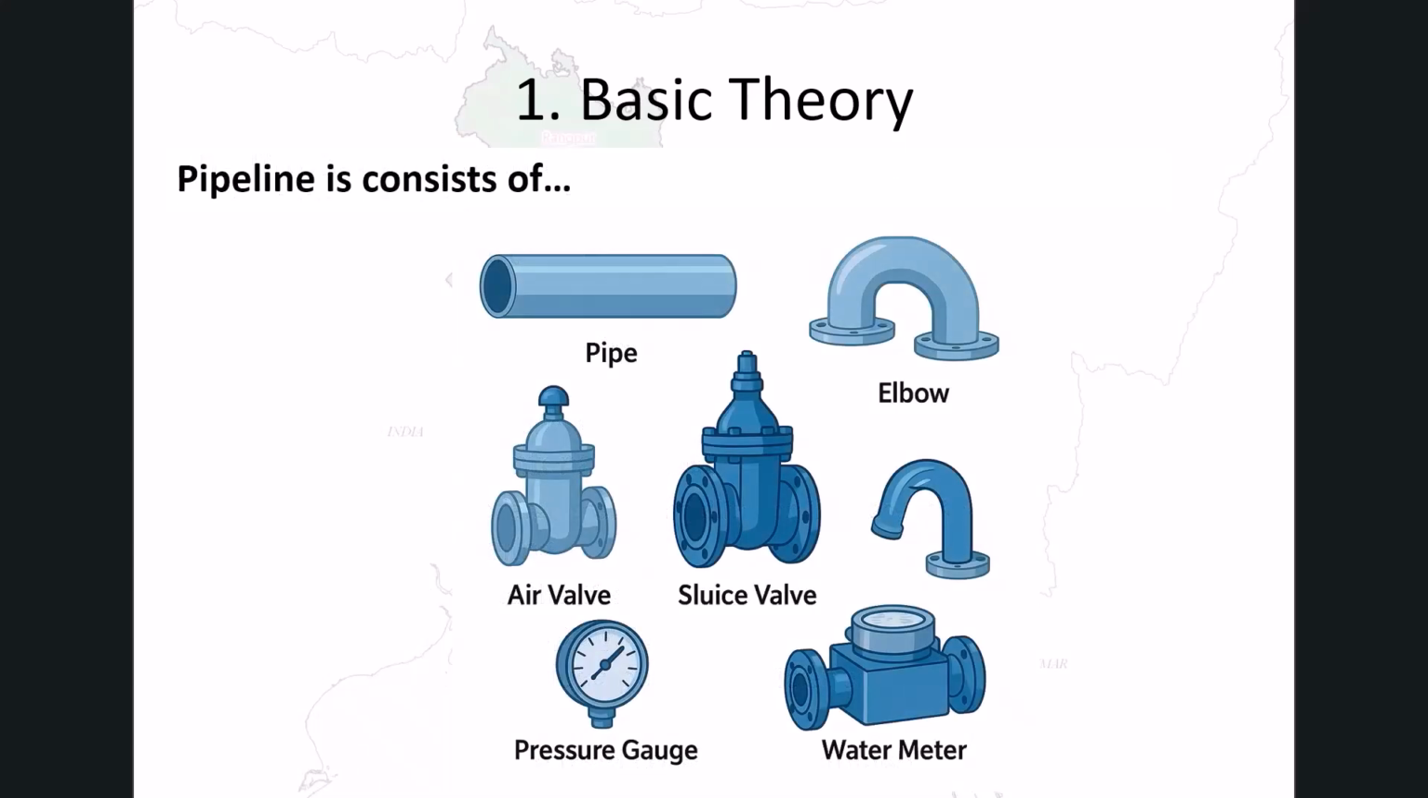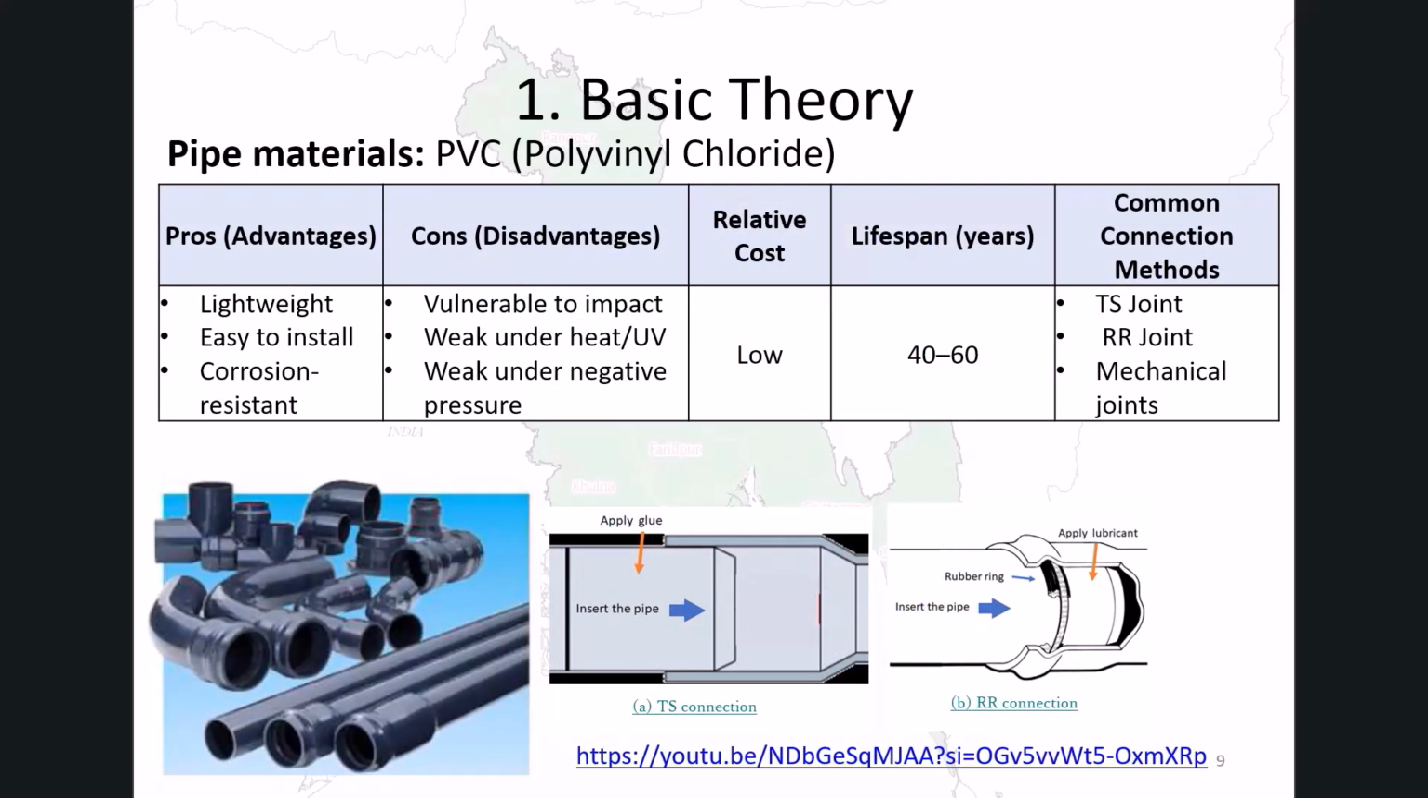A pipeline system consists of various components. In addition to pipes, fittings, control valves, and maintenance instruments are also used. In this session, we will learn the characteristics of these components. PVC is the most used pipe material in Bangladesh. It is lightweight, easy to install, and resistant to corrosion. However, it is vulnerable to heat, ultraviolet exposure, and impact.